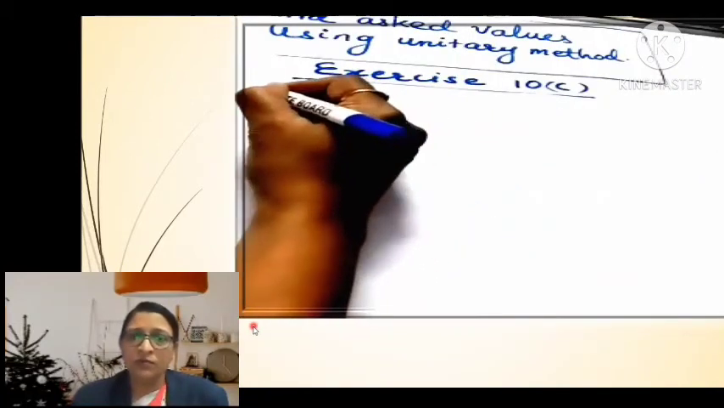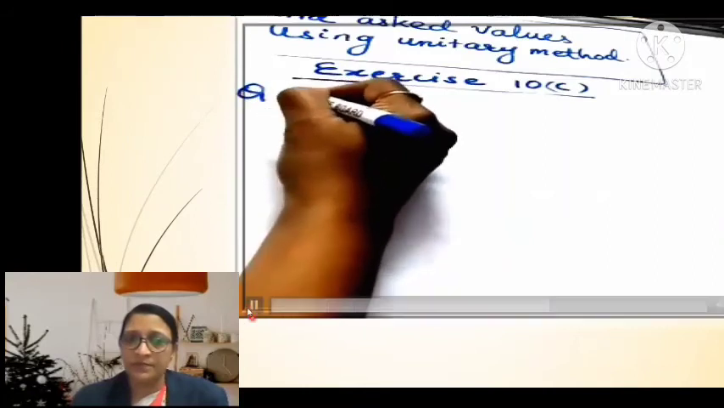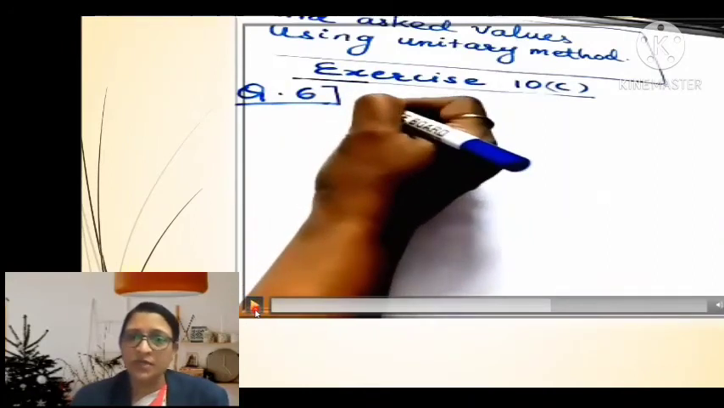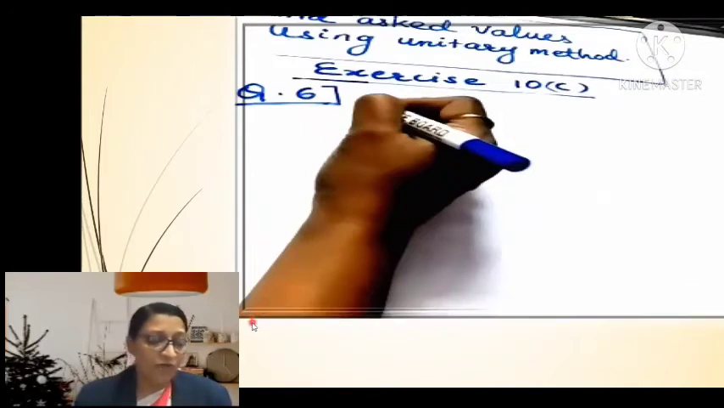Let us go now for the next question. That is question number 6. 3 by 5 quintal of wheat cost rupees 210. Find the cost of first thing, 1 quintal of wheat, and from that, second thing we have to calculate, that is 0.4 quintal of wheat. Cost for 1 quintal of wheat and cost for 0.4 quintal of wheat.